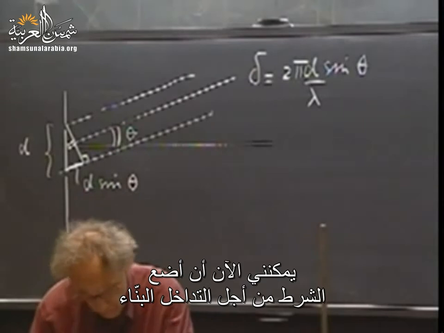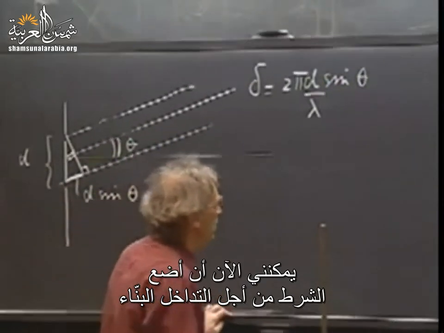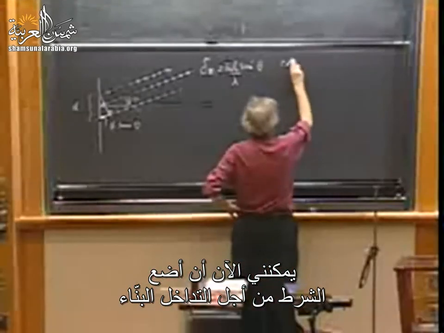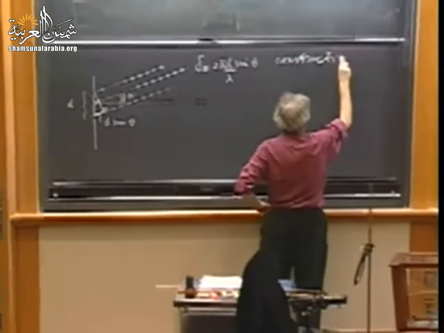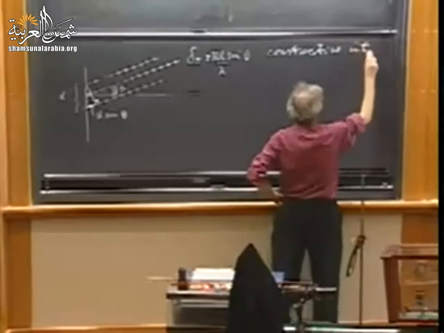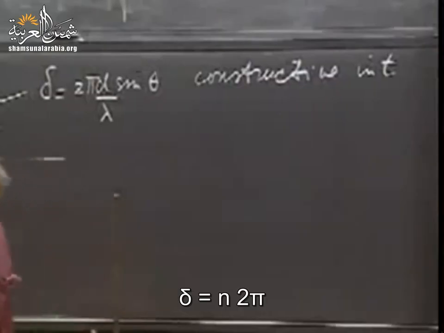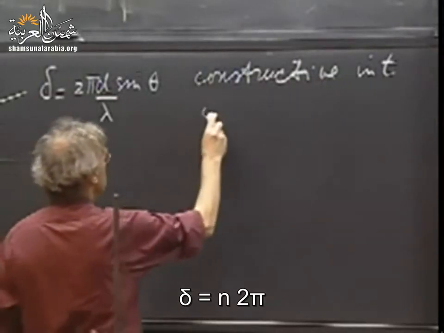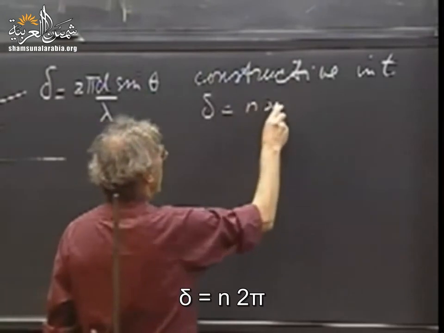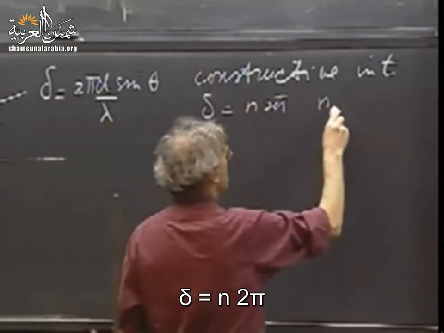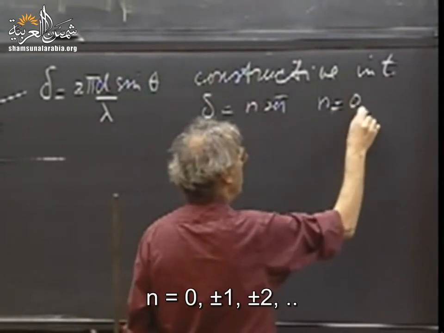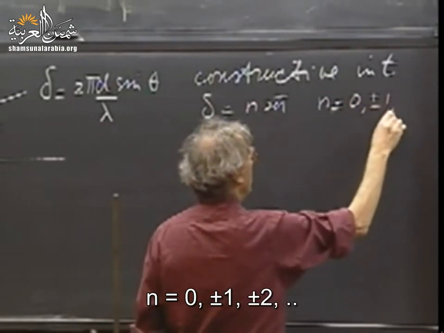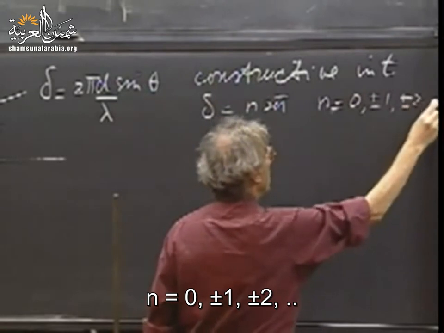And so now I can set the condition for constructive interference. What I want is for delta to be a multiple of 2 pi. I already wrote that down earlier, but I will do that again. n can be 0, it can be plus or minus 1, it can be plus or minus 2, etc.